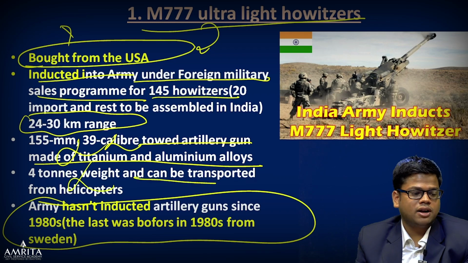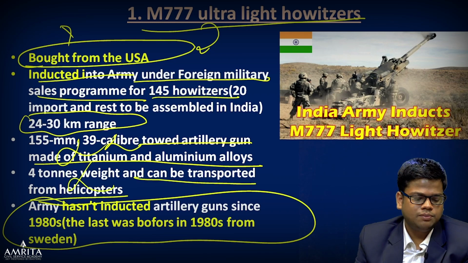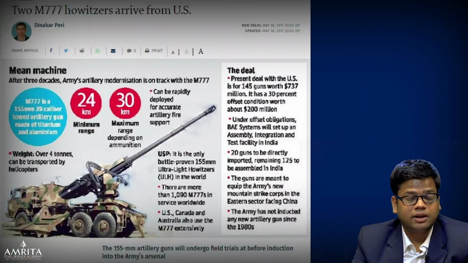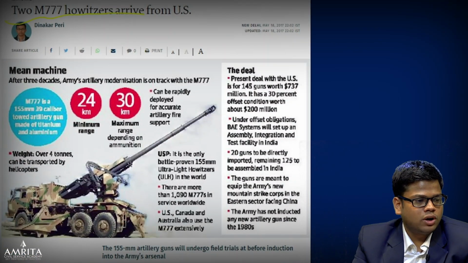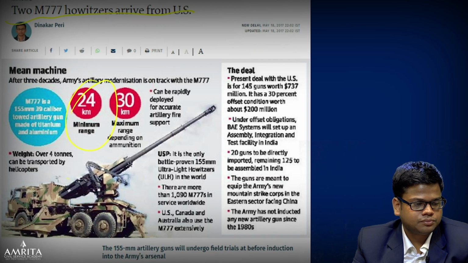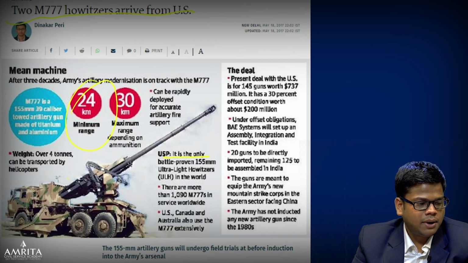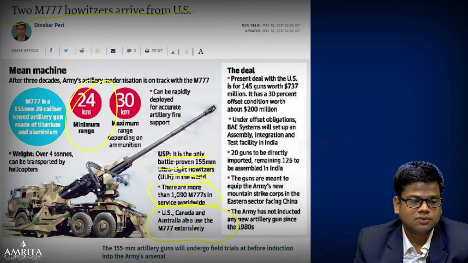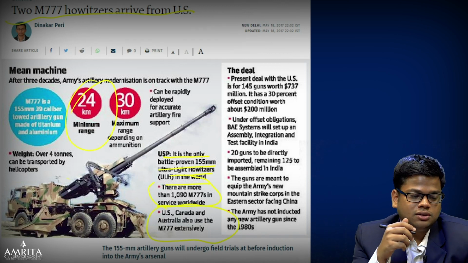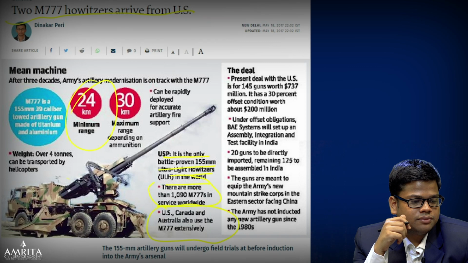Weight is not important. It can be transported by helicopters, the Navy helicopter, the Air Force helicopter. So the two have arrived, the M777 howitzers. Minimum range 24 kilometers, and all this is artillery gun. It is the only battle-proven ultra light howitzer in the world. More than 1000 M777s are in service worldwide. The US, Canada and Australia use the M777 extensively, in the battlefield, right?